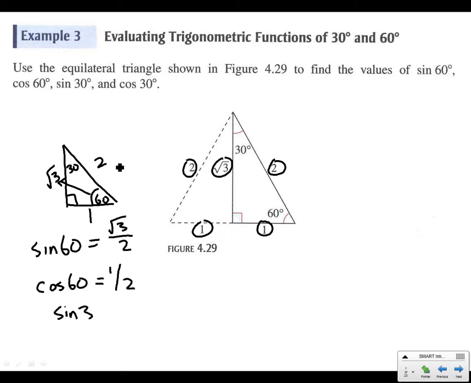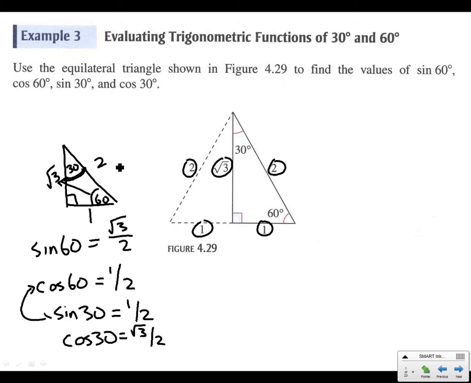All right, now let's do the sine of 30. So now we're going to switch angles. Now we're talking about this angle up here. From there, the opposite is 1. Hypotenuse is 2, so sine is 1/2. And then the cosine of 30. From the 30, the adjacent side is root 3. The hypotenuse is 2.